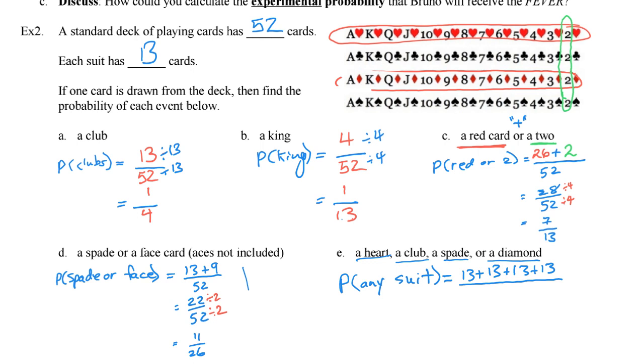So this ends up being 13 all over 52, which means it's 52 over 52. Wait a second. That's equal to 1, which is actually 100%. Oh boy. So the possibility of getting any suit is 100%. That makes sense, doesn't it? All right, let's move on to the next concept.